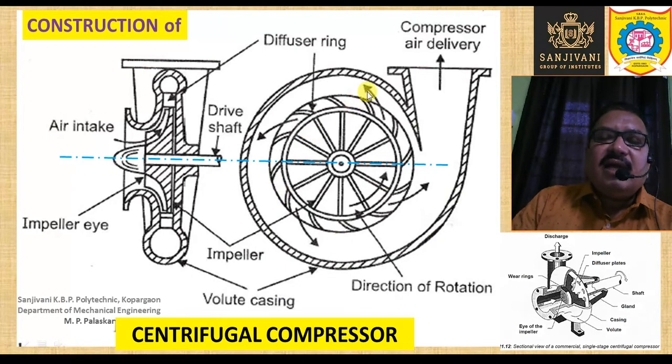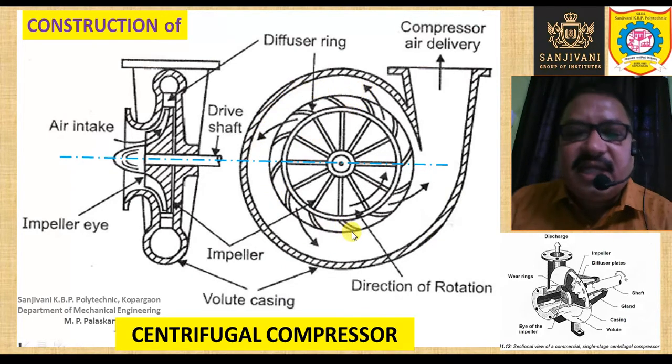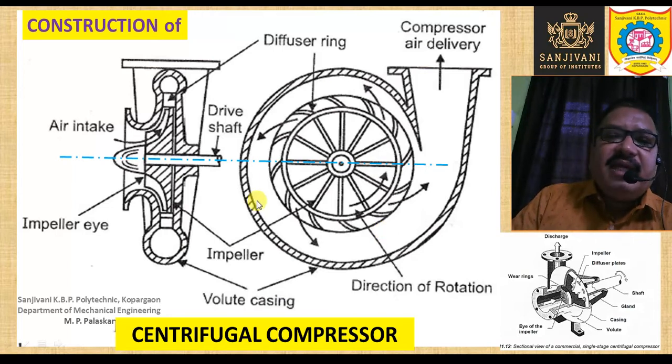So the total overall casing of the centrifugal compressor can be divided into three parts. First of all, the inlet part of the casing, then the volute part of the casing, and then this discharge part of the casing, right. So on the shaft you will find that the impeller discs are mounted.